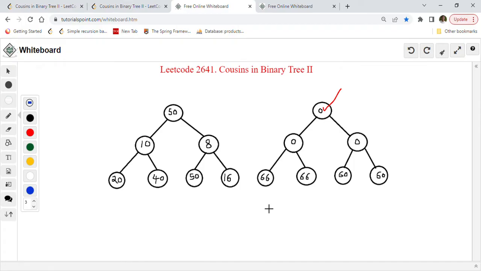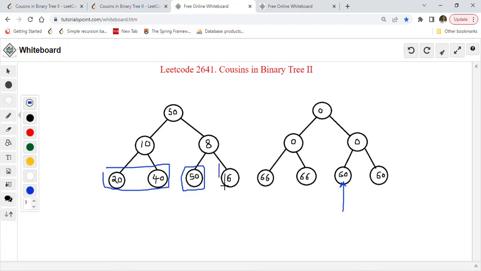So let's keep going. Now if you want to find out who is the cousin of node 50, right? These two are 50's cousins, correct? So what is the sum of them? 40 plus 20 is 60. So you will put 60 here, right? So this is what we want to do.